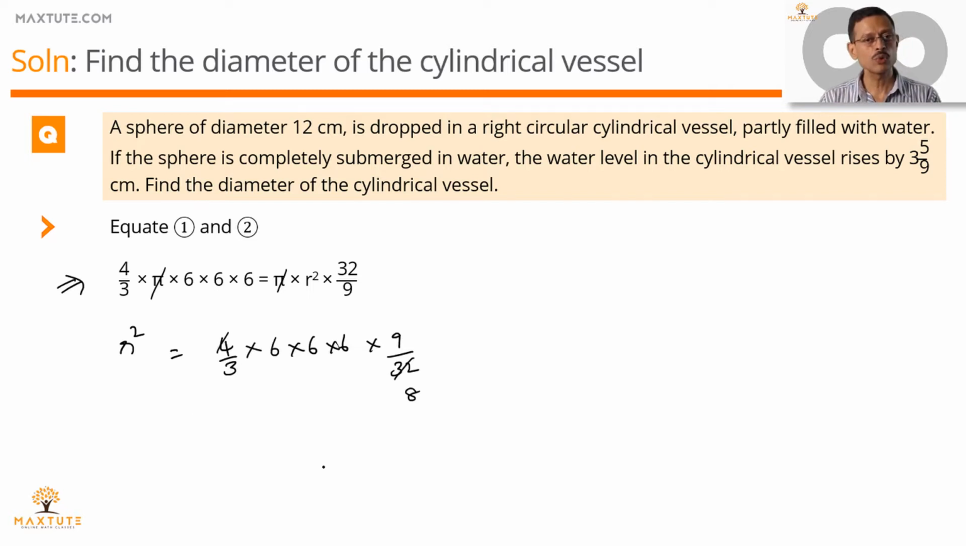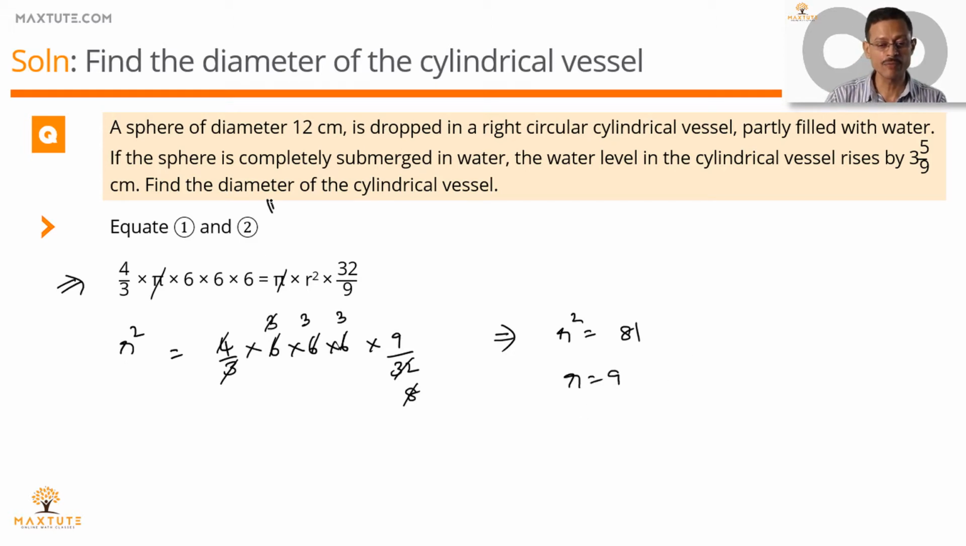8 is nothing but 2 into 2 into 2. Each one of these 2's will cancel with a 6 in the numerator to leave us with a 3, 3 and a 3. The 3 in the denominator will get cancelled with one 3 here. So we have r square is equal to 3 into 3, 9, into 9, which is equal to 81, or r is equal to 9. If r is equal to 9, what we have to actually compute is the diameter. The diameter is equal to 2 times 9, which is 18 centimeters.